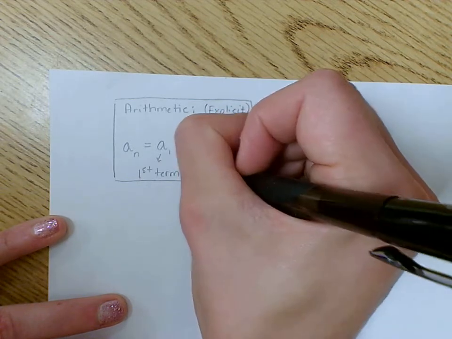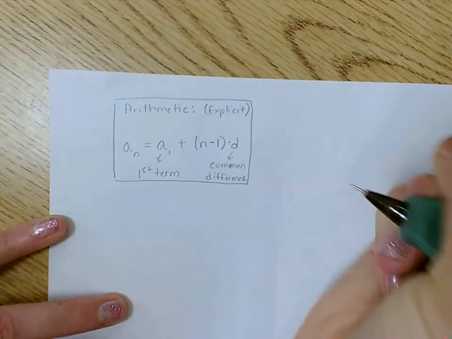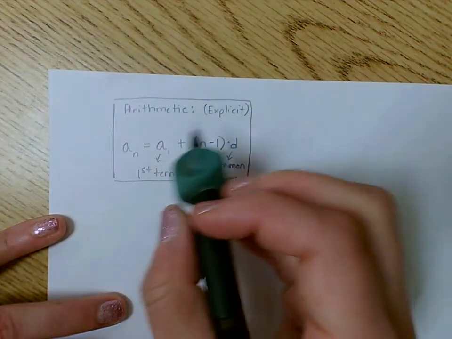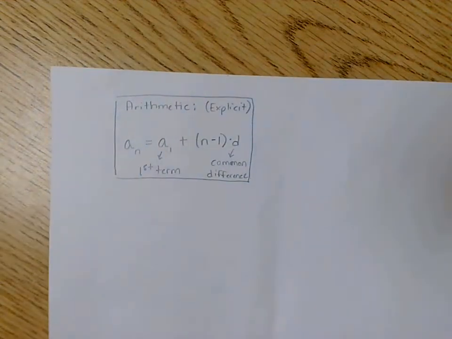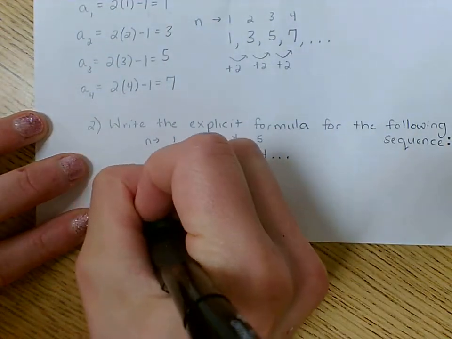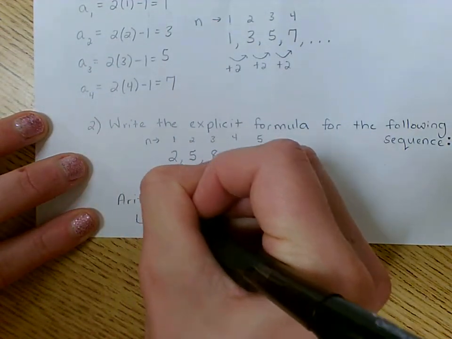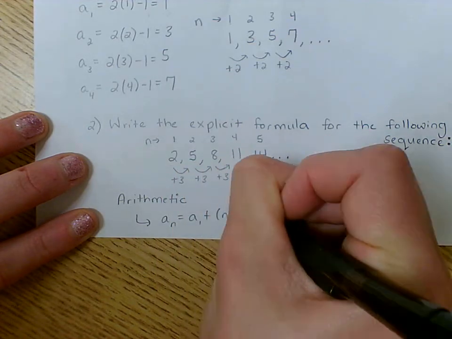Whatever that common difference is goes right there. Okay, so let's use that formula, because our sequence was arithmetic, to write the arithmetic explicit form of it. Okay, so I'm going to just take that and write it down here. So we're going to plug it into this equation right here.